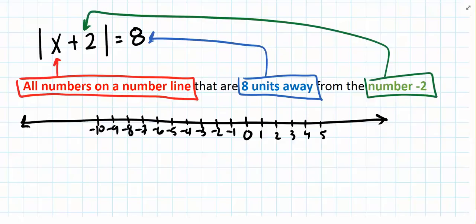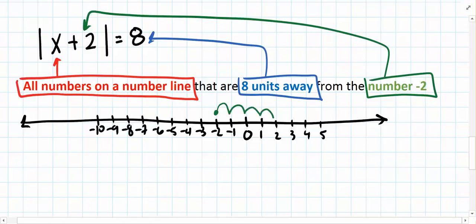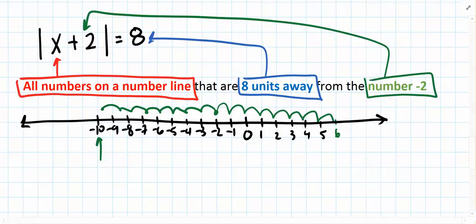Let's go to the number negative 2. Here's negative 2, and I want to go 8 units away in both directions. Let's bounce. 1, 2, 3, 4, 5, 6, 7, 8. Looks like a 6. And 1, 2, 3, 4, 5, 6, 7, 8. Looks like a negative 10. So to me, it looks like negative 10 and 6 should work out.